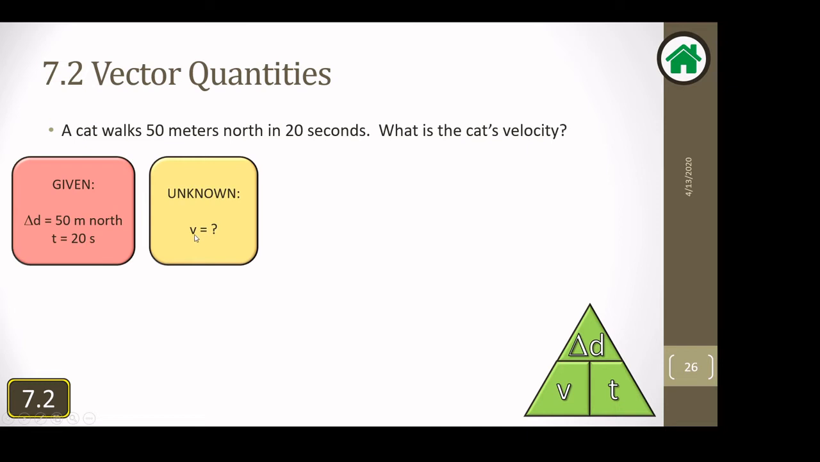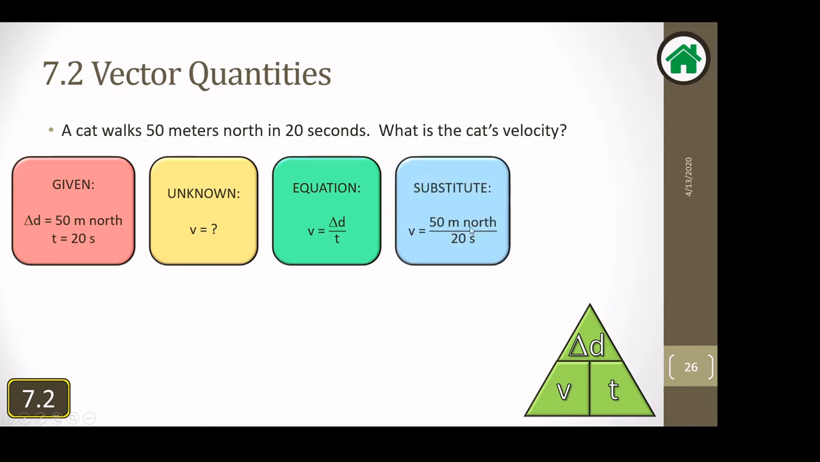I need an equation that will give me the velocity when I know the displacement and the time. v is equal to delta d divided by t. Next I will substitute, so I'll replace the delta d on top with 50 meters north. And it is important that you keep that direction because the direction is going to become part of the velocity. The t, I'll replace that with 20 seconds.